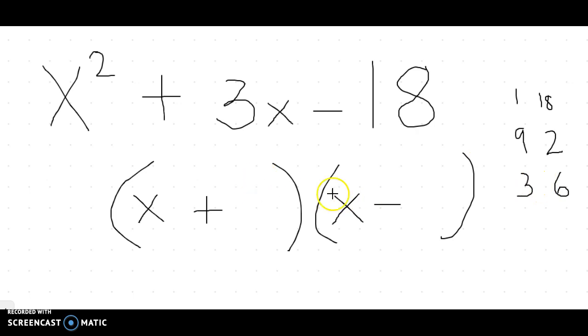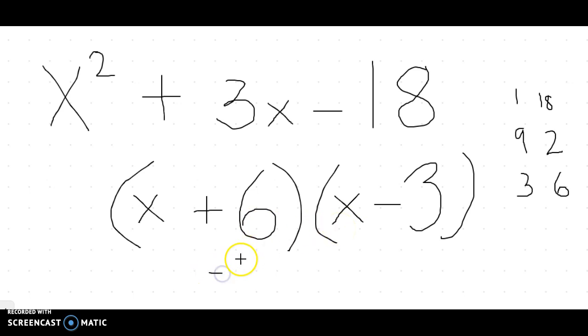So if I say -6, then I would get -3 here. So I know I need the positive 6 and the -3. All right, so now I'm going to check myself. X times x is x squared. Do my outer first in the FOIL method. -3 times x is -3x. Inner, positive 6 times x is positive 6x.